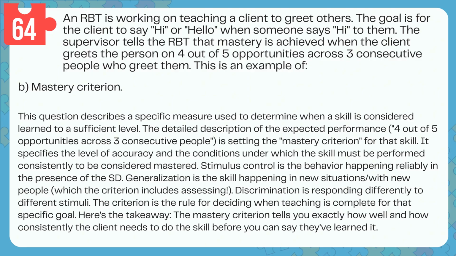Stimulus control is the behavior happening reliably in the presence of the SD. Generalization is the skill happening in new situations or with new people, which the criterion includes assessing. Discrimination is responding differently to different stimuli. The criterion is the rule for deciding when teaching is complete for that specific goal. Here's the takeaway. The mastery criterion tells you exactly how well and how consistently the client needs to do the skill before you can say they've learned it.